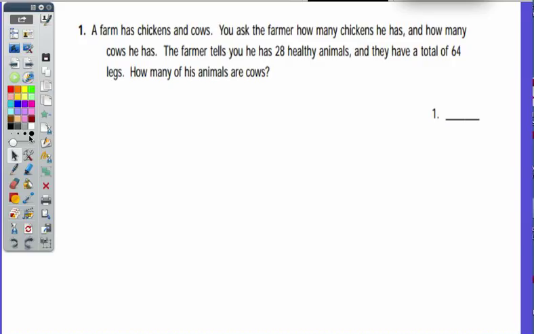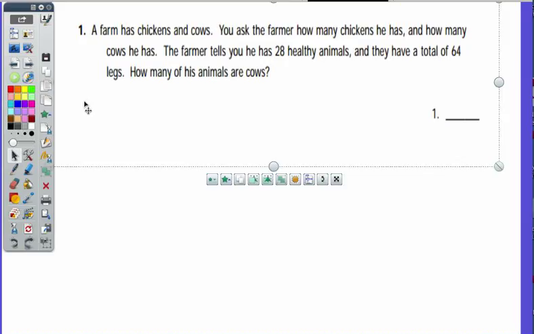Okay, so number 1 says a farm has chickens and cows. You ask the farmer how many chickens he has and how many cows he has. The farmer tells you he has 28 healthy animals and they have a total of 64 legs. How many of his animals are cows?